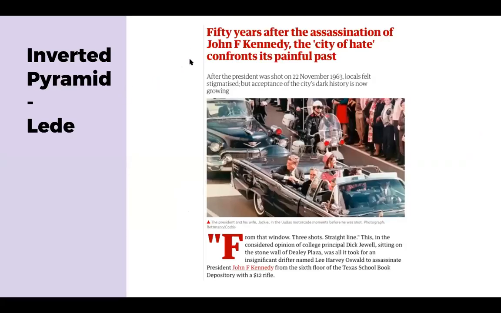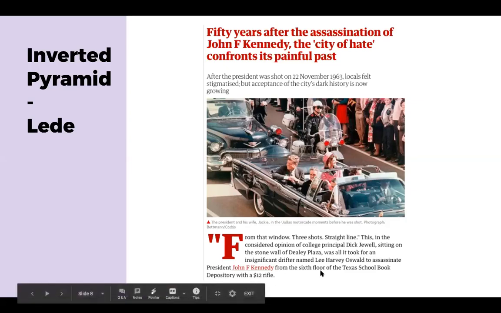We've got our headline, our subhead. We've even got a little caption for our story. But right here, this is our lead. "From that window, 3 shots, straight line. This, in the considered opinion of college principal Dick Jewell sitting on the stone wall of Dealey Plaza, was all it took for an insignificant drifter named Lee Harvey Oswald to assassinate President John F. Kennedy from the 6th floor of the Texas School Book Depository with a $12 rifle."